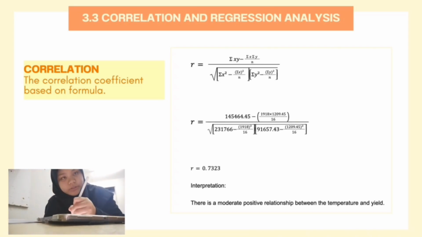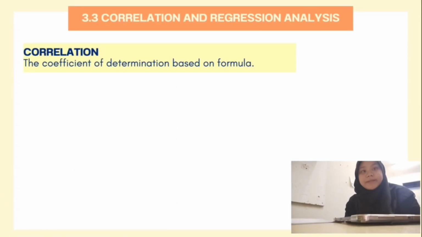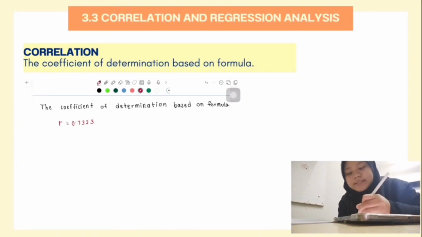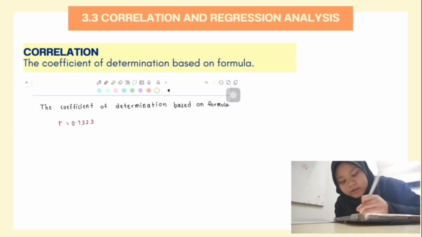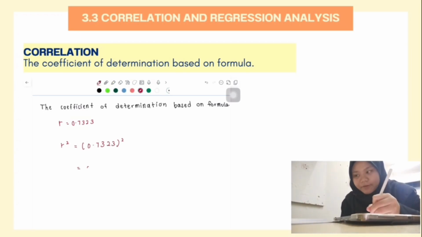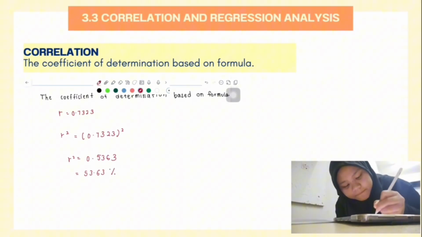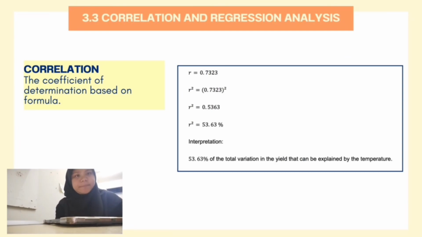So what is the interpretation? There is a moderate positive relationship between temperature and yield. Why is it moderate? Because below 0.8 it is moderate, while 0.8 upwards is strong positive, and below 0.5 is weak. Next, let's find the coefficient of determination based on the formula. You can get it from the R that we got earlier. So R equals 0.7323, and the coefficient of determination is R square, and we got the answer 0.5363, which is 53.63%. So the interpretation is that 53.63% of the total variation in yield can be explained by temperature.